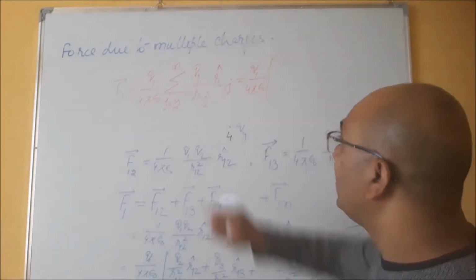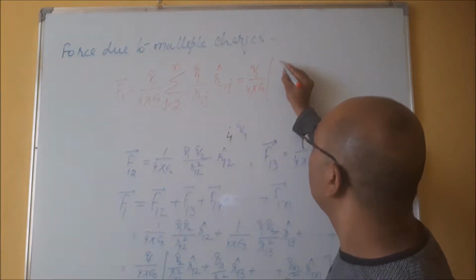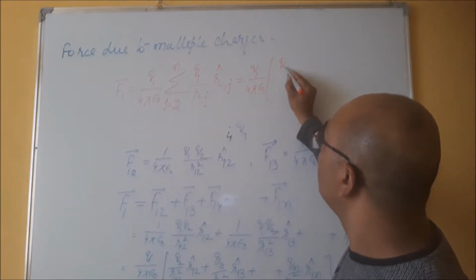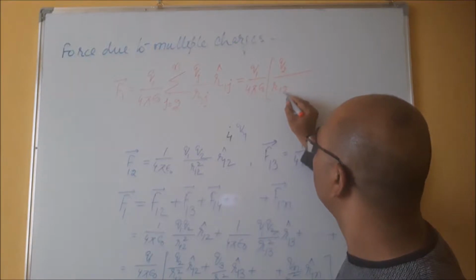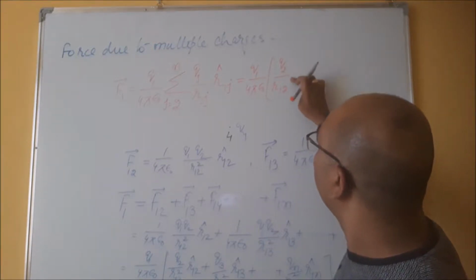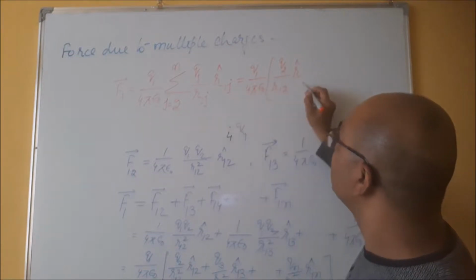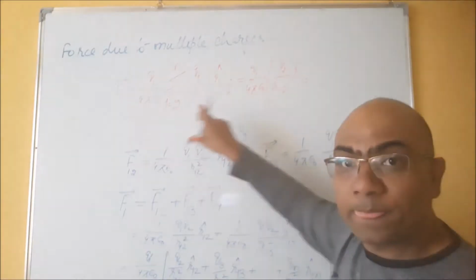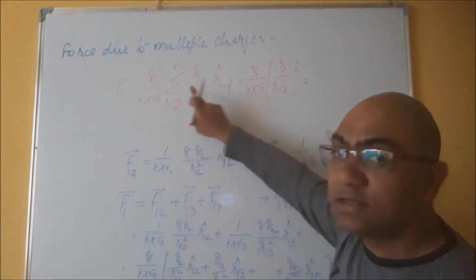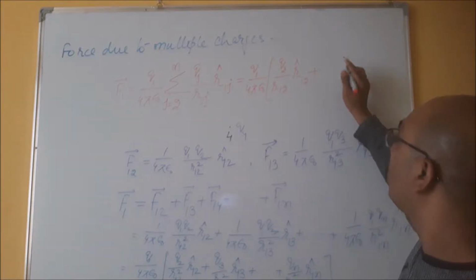So first it will be 2. When I put the first, qj means q2 upon r1j means r12, multiplied with r cap 1j means r cap 12. So this is when I put j equals 2. Now since we have the sum sign, I will put a sum here. Is it okay?